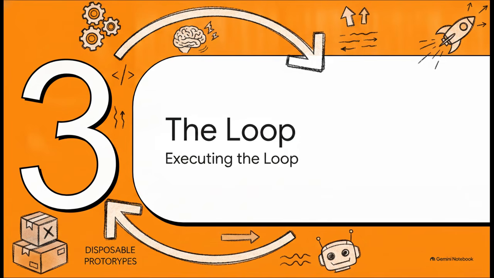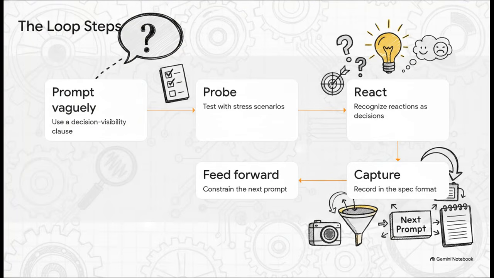Section 3, executing the prototype loop. With those strict day zero boundaries set, we introduce the core engine of this entire methodology. A single session usually consists of running through this exact cycle 1 to 3 times. First up, you prompt vaguely on purpose. You actually want the builder to fill in the gaps. Give the AI room to make assumptions about how to handle that custom wood order. But, and this is a huge but, you must include the decision visibility clause. You explicitly tell the AI, list every design decision you made that I didn't specify.